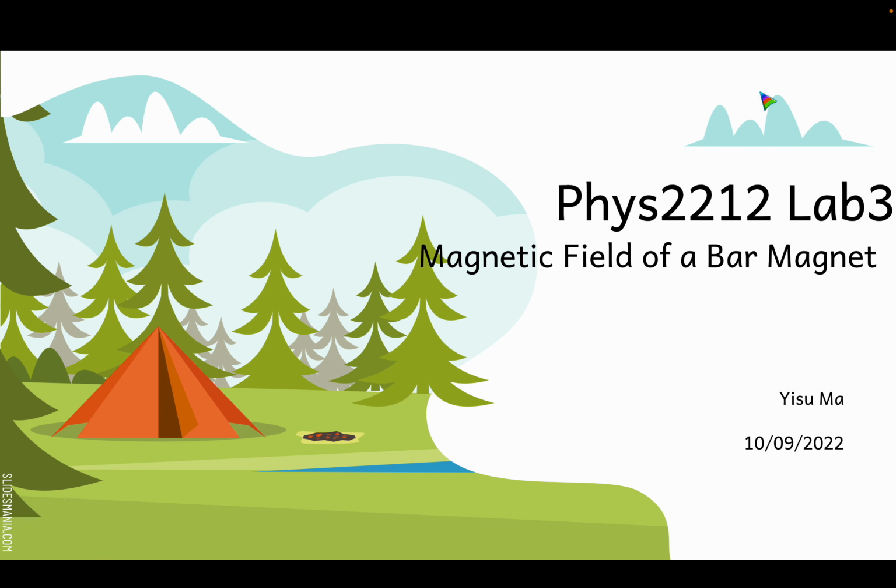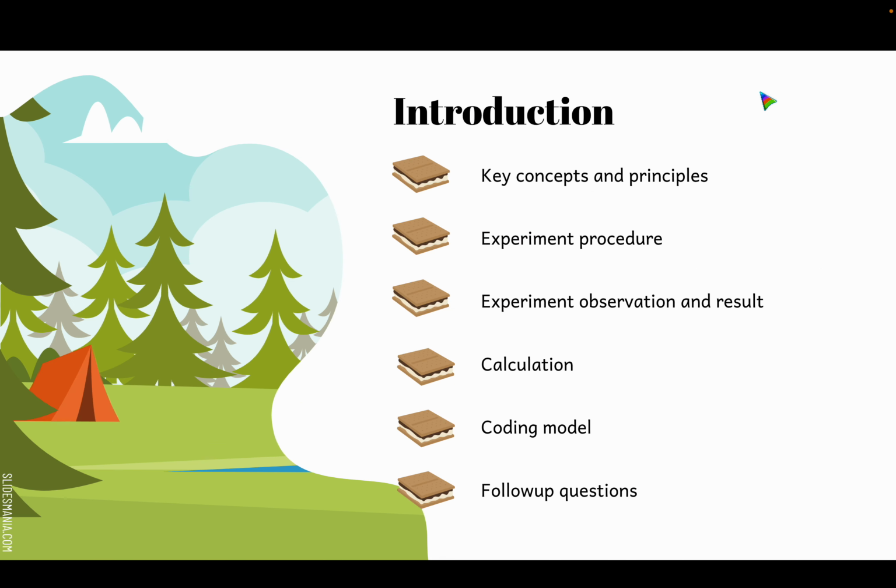In this lab, we are going to discuss the magnetic field of a bar magnet. Here's a brief introduction of my lab report. At the beginning, I will briefly talk about the key concepts and principles applied in this lab. And then I will talk about the experiment procedure and observations and results of my lab. After that, I will do a simple calculation model and the coding model. At the end, I will discuss the follow-up questions.